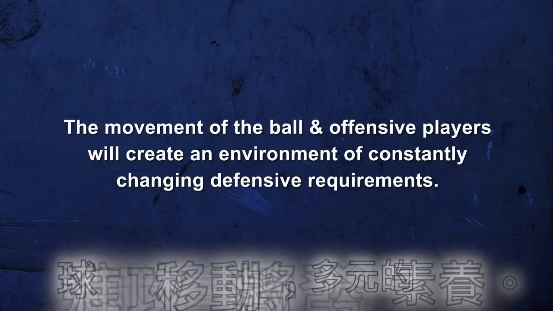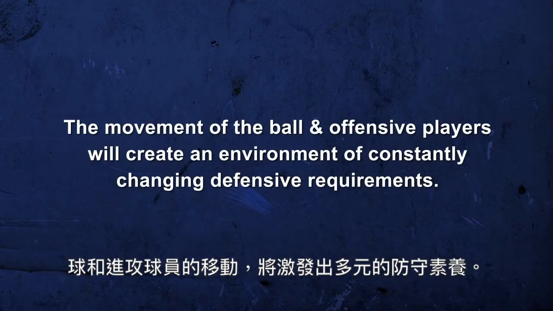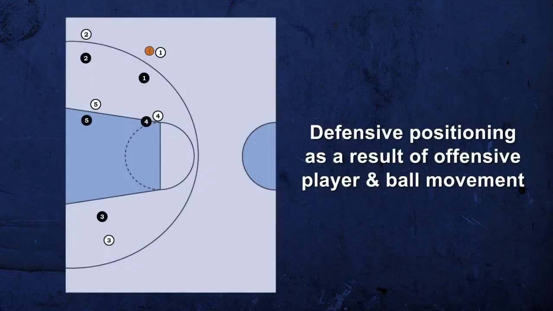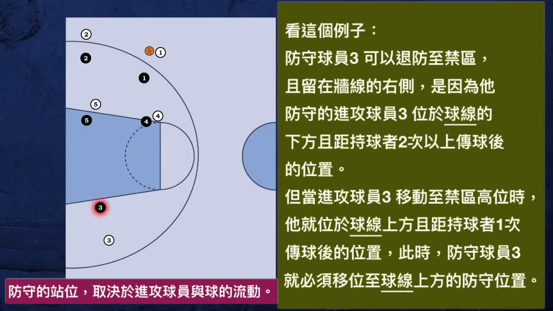Keep in mind that the movement of the ball and offensive players will create an environment of constantly changing defensive requirements. In the following example, defensive player 3 is allowed to drop into the key on the right side of the wall because his player is below the line of the ball and two or more passes away. But when offensive player 3 moves to the top of the key, he is now above the line of the ball and one pass away. As a result, defensive player 3 must move to a position on or above the line of the ball.